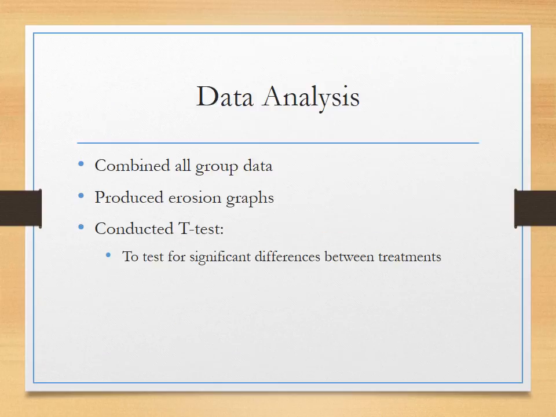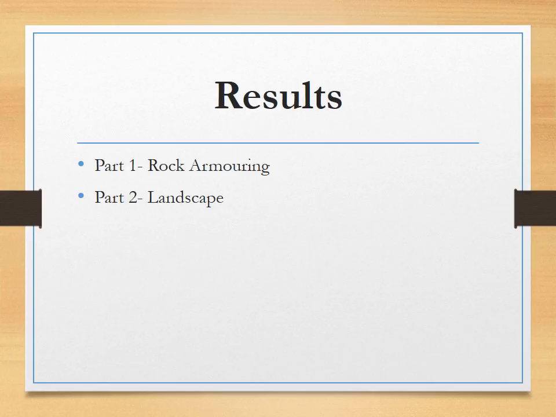For the data analysis, all the data from the different groups was combined. This was then used to produce erosion graphs and to calculate erosion rates. A t-test was also conducted to test for any significant differences between the different treatments. Okay, so let's move on to the results session.